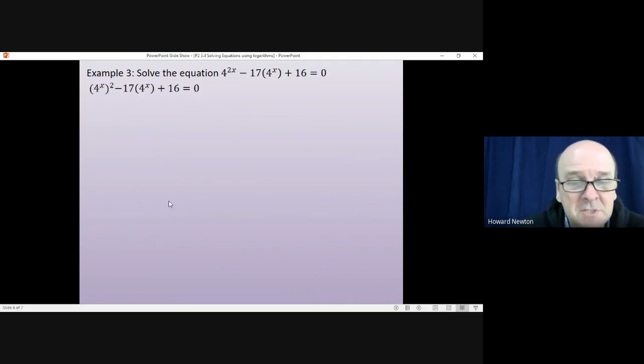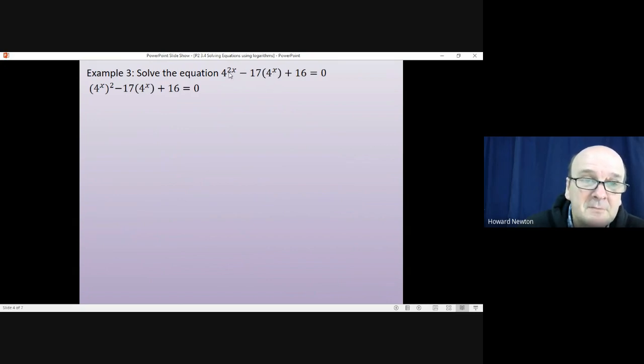Okay, example 3 looks a little bit more complicated because it is. We've got 4 to the power of 2x here. We've got 4 to the power of x here. Now, I'll get you started on this because it's quite tricky to see what's going on and what the best approach is if you haven't seen this before. Keep an eye out for this, where you have 2x or 2y, 2 times a variable, but then in the other occasion, you just have 1 times the variable.